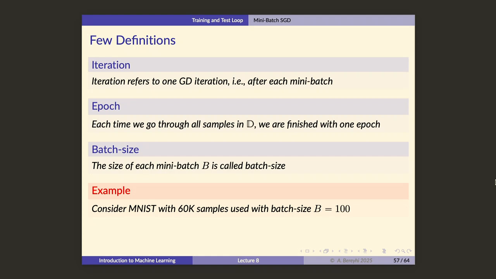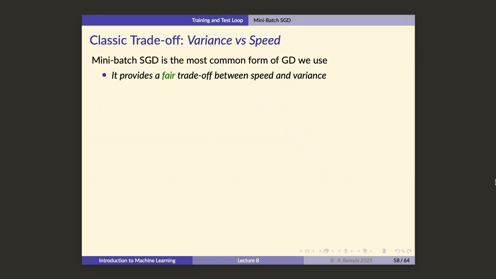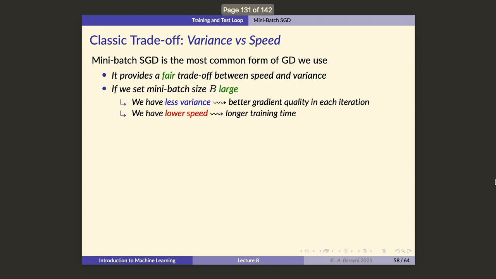But the key point here is this classic variance-speed trade-off, so just increase your batch size. This is basically what I explained in the previous slide as well. Mini batch SGD is going to help you have a fair trade-off between speed and variance. So when you set your mini batch size, the batch size B, to be very large, then you're going to have a smaller variance. So your estimator in every iteration is going to be much more accurate. But on the other side, you're going to have lower speed, right?